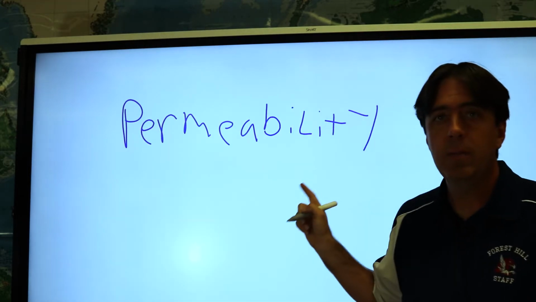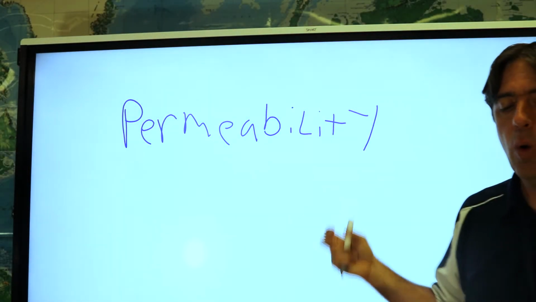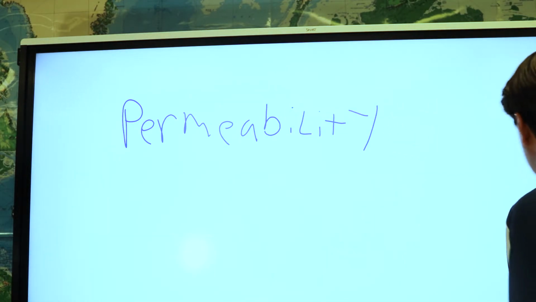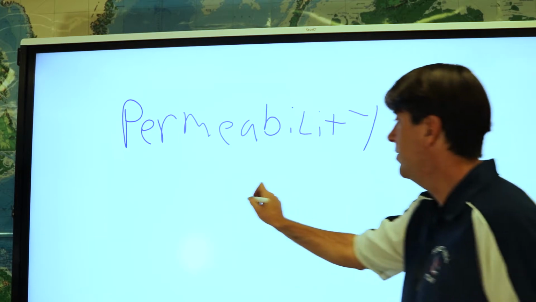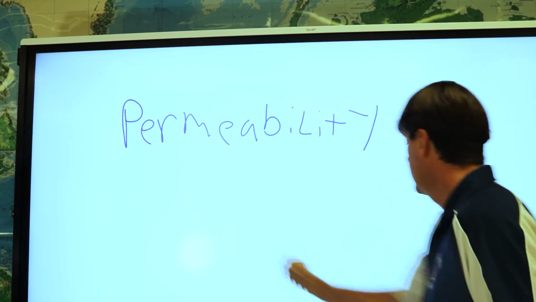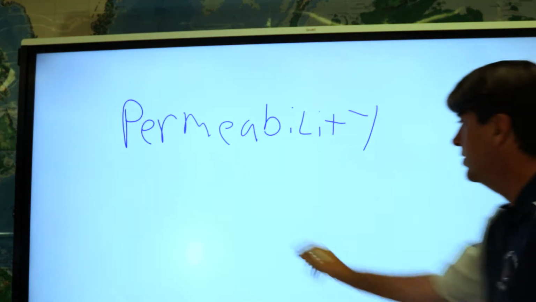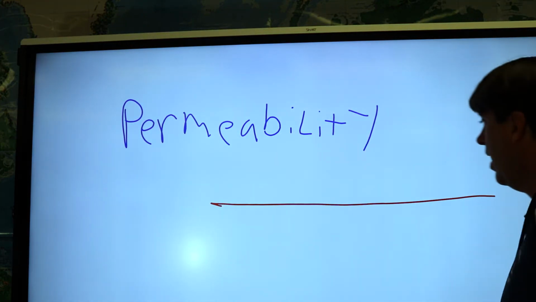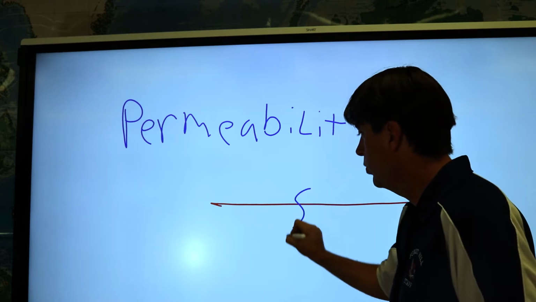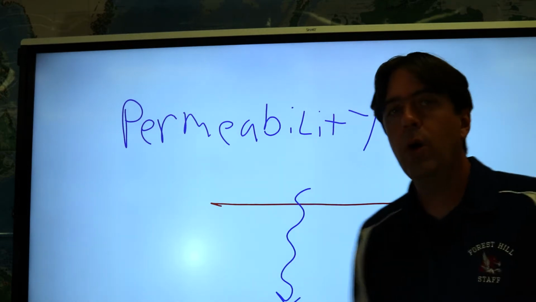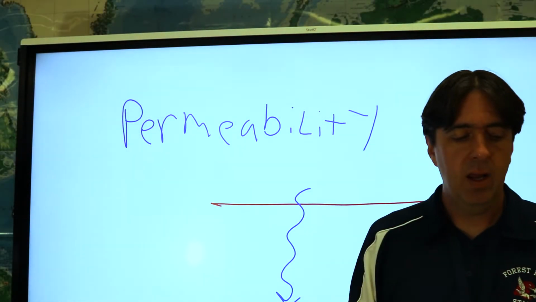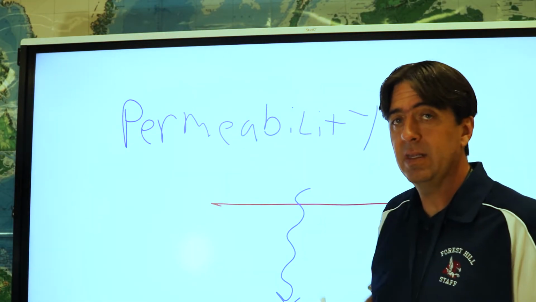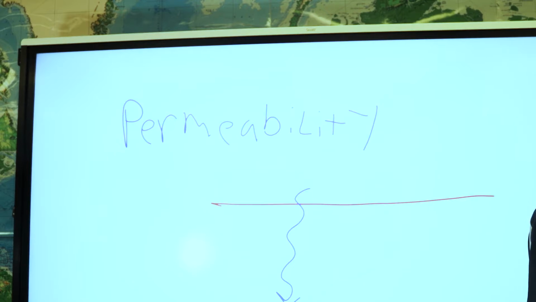Now, this term is really trying to tell us how well water flows through a substrate. So think of it this way. If you have the surface of your substrate, right, and you want to see how far down does water go into that substrate, how well does water pass through it? That's permeability.